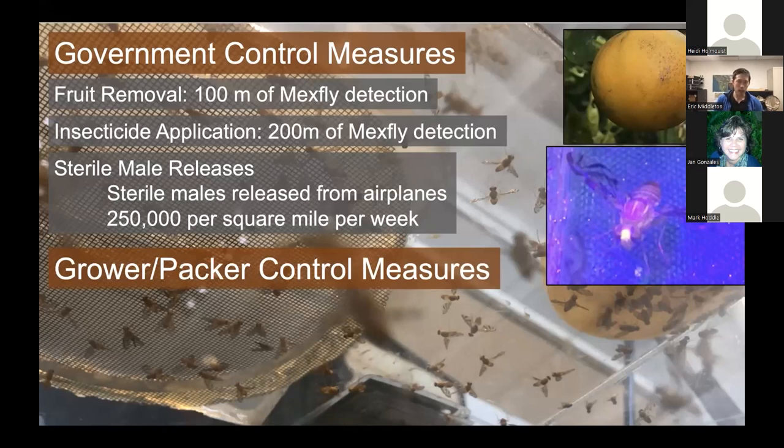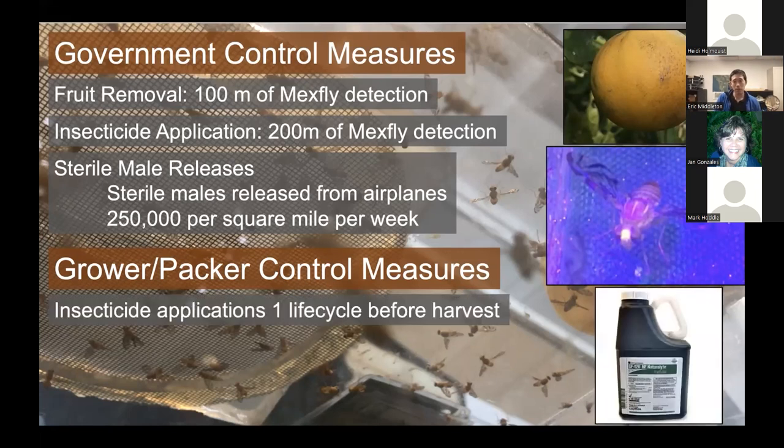And I should also mention, in case it isn't clear, the goal of this is that when you have this many sterile males out there, any female Mex flies will mate with the sterile males, will be unable to reproduce offspring, and the population just sort of fizzles out because they're inundated with sterile males and can never find a non-sterile male to mate with. For the growers and packers, they have some control measures of their own that are being required by CDFA.